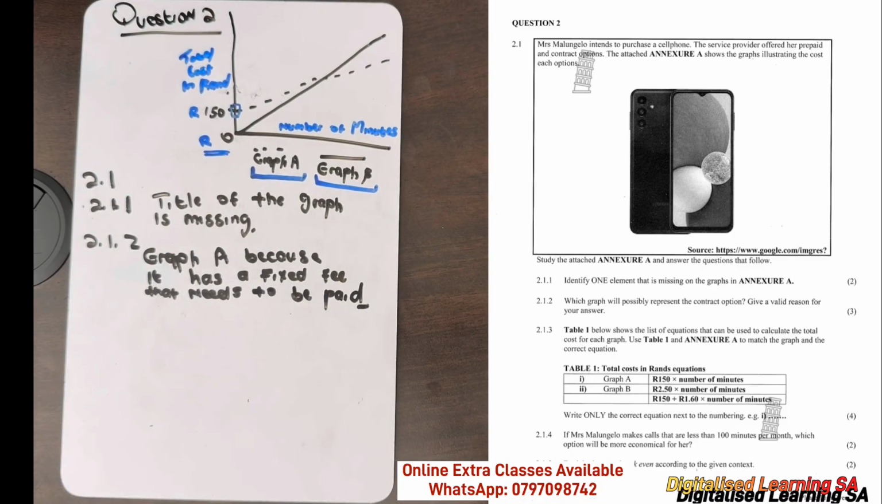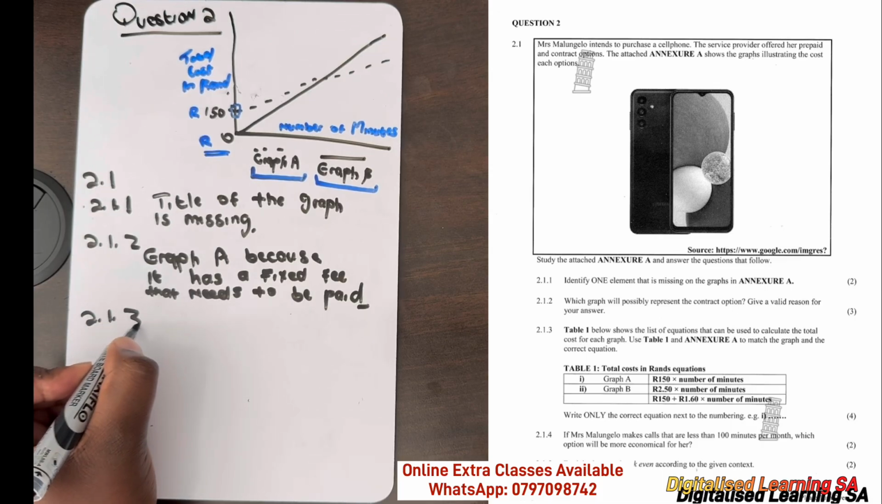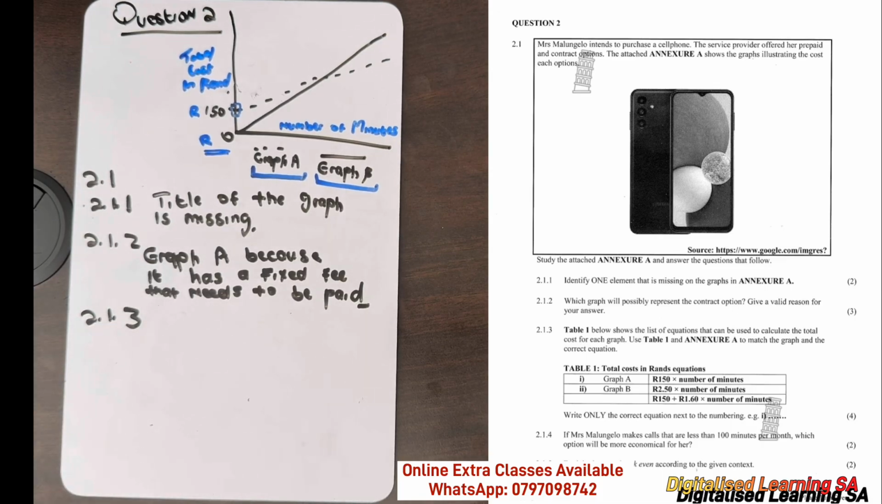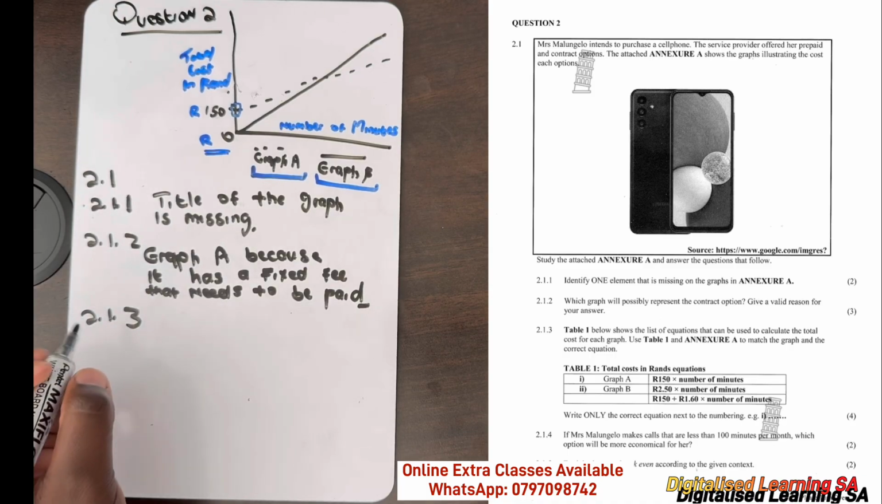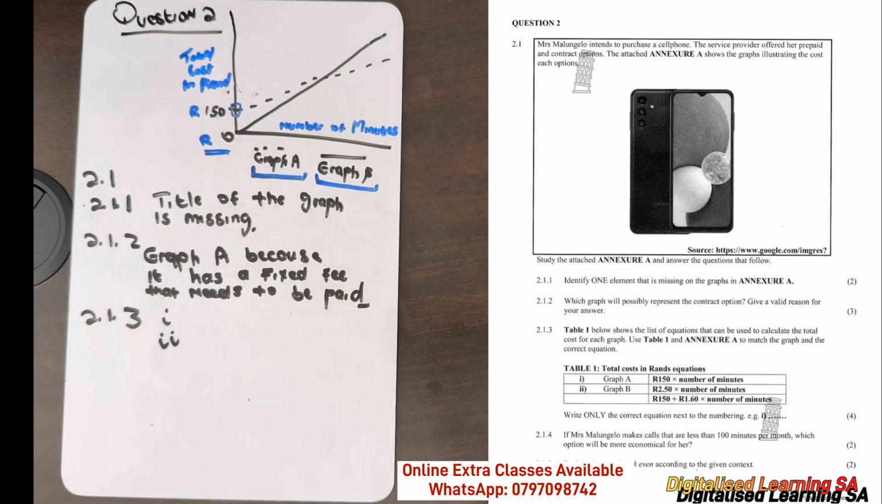Okay, so now let's move to question 2.1.3. Question 2.1.3 says that table 1 below shows the list of equations that can be used to calculate the total for each graph. Use table 1 and annexure A to match the graph and the correct equation. Okay, so we have the first equation and the second equation. So we are going to start with graph A.